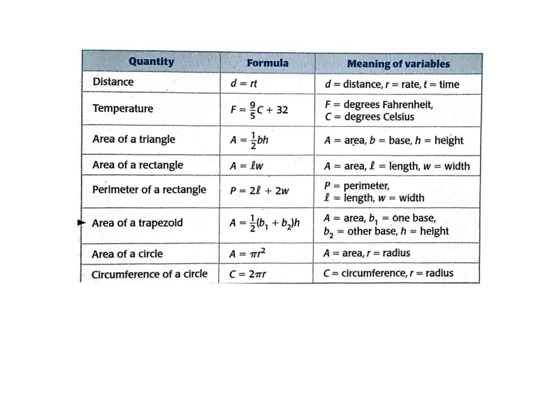These are some of the most famous, or most popular, I should say, formulas that use the math and geometry and algebra. The distance formula: distance is rate times time, the temperature from Fahrenheit to Celsius, area of a triangle, rectangle, perimeter, trapezoid, area of a circle, and circumference. You may want to stop the video and just jot some of those down because you're going to be seeing those a whole lot.